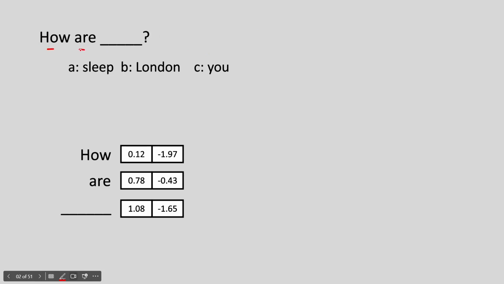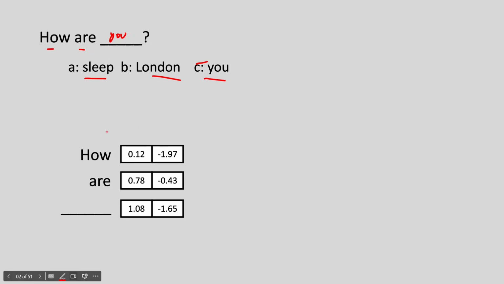We have "how are", and then there are three options: "how are sleep", "how are London", and "how are you". Obviously, if you have read this sentence, the answer is "you", the option C. Now this was not the point. The point was how we are going to do multi-head attention using this example. How are we going to fill this particular blank?